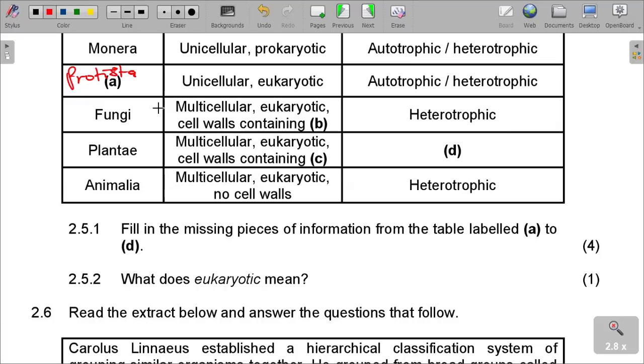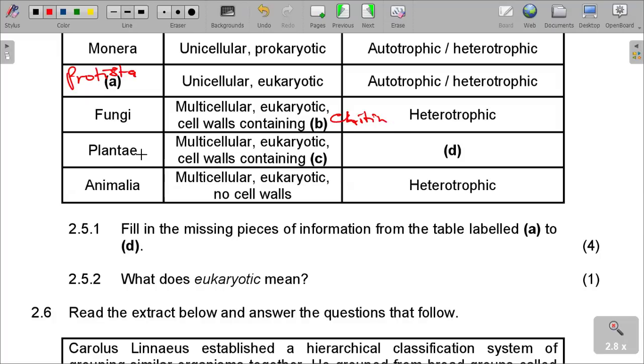What is B? B, we can also say, is containing what? Chitin. B can be saying containing chitin. That is B. It is also heterotrophic.